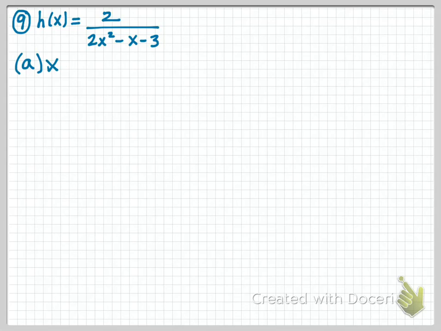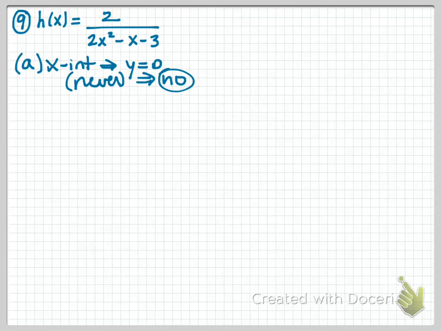Well, remember, when you want the x-intercept, that means that y is 0. Well, for y to be 0, the top has to be 0, which in this case we have 2 on top, so we don't have any. Y is never 0, means we have no x-intercepts.